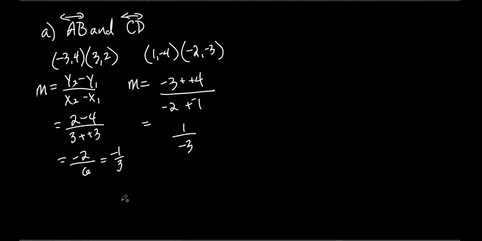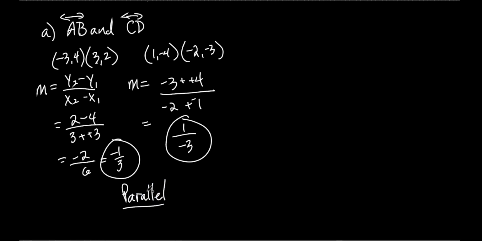So check it out. The slope of AB is negative 1/3. The slope of CD is negative 1/3. So what's true about these slopes? They're exactly the same. So what kind of lines are AB and CD? They're parallel to each other. And so I was able to figure out if they're parallel to each other without even graphing it.